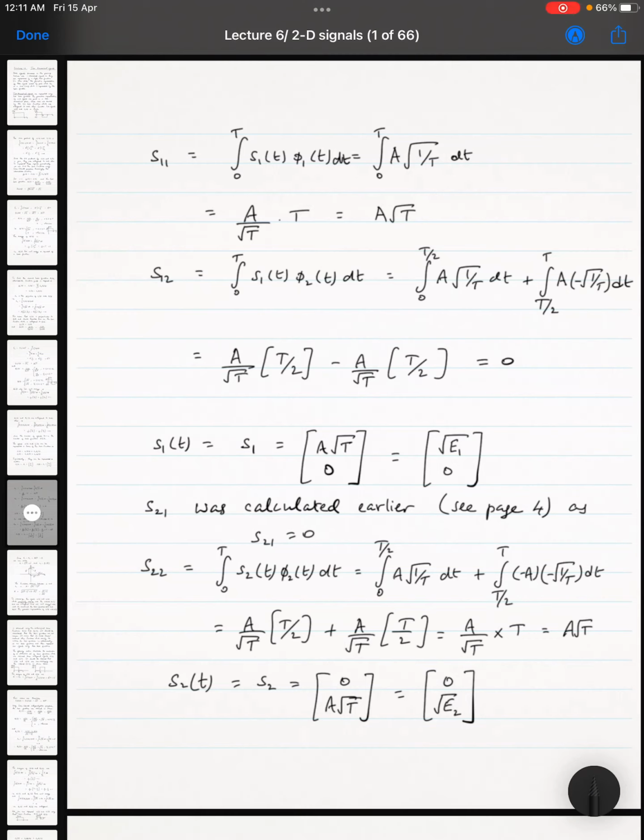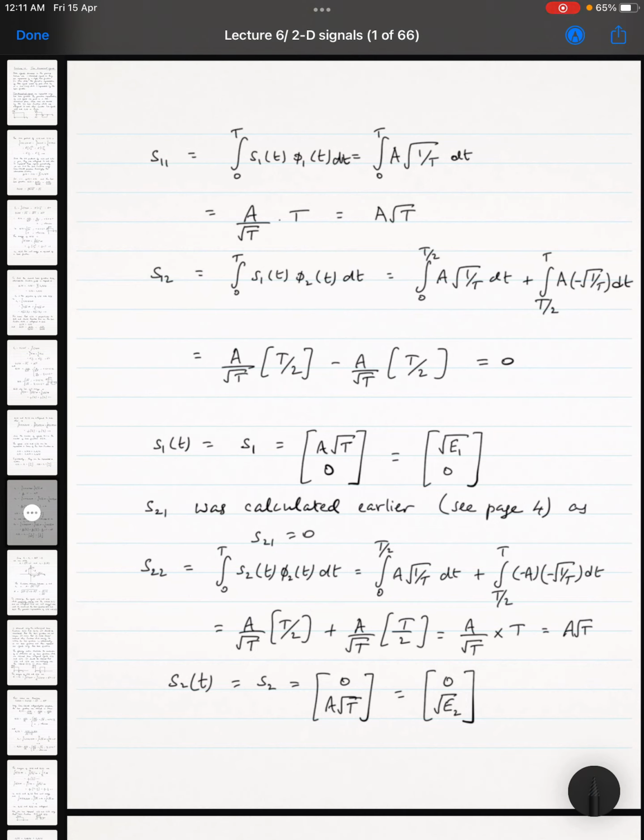Okay, so next we can represent the second signal s2 of t using its projections onto the individual basis functions. S21 we already calculated earlier and we got that as 0, so the projection of s2 of t onto the basis function phi 1 is 0, since the signal s2 of t lies on the basis function phi 2 of t. Correspondingly, the projection of s2 of t onto the basis function phi 2 of t, which is s22, turns out to be its norm, as it should be the case.